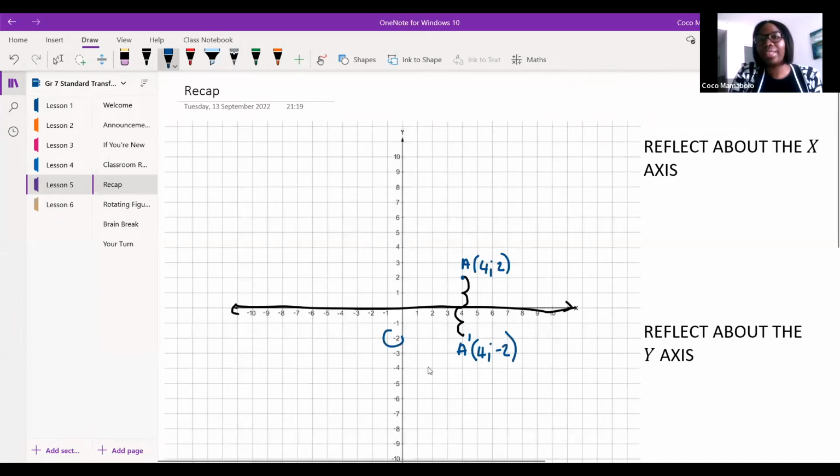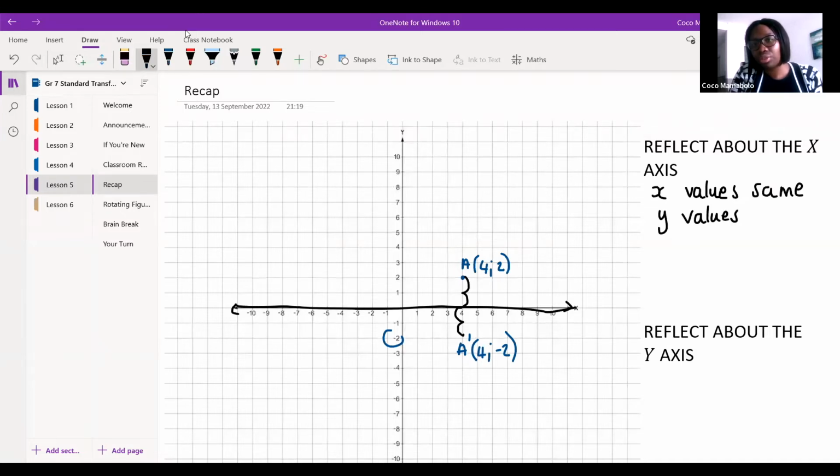So when we're reflecting about the x-axis, my x values stay the same, and my y values change. Okay, they change sign. Let me add there. My y values change sign.